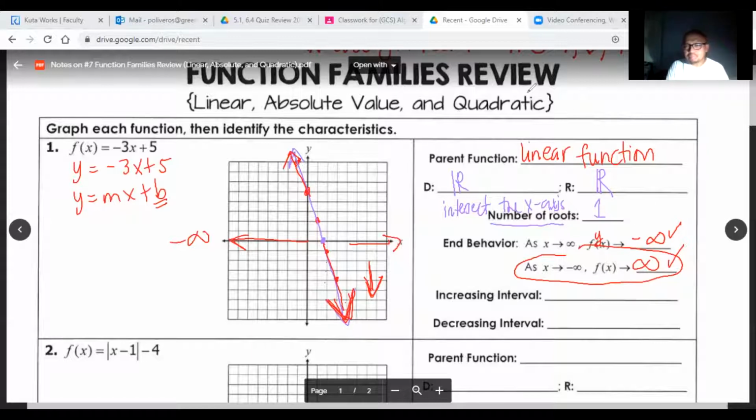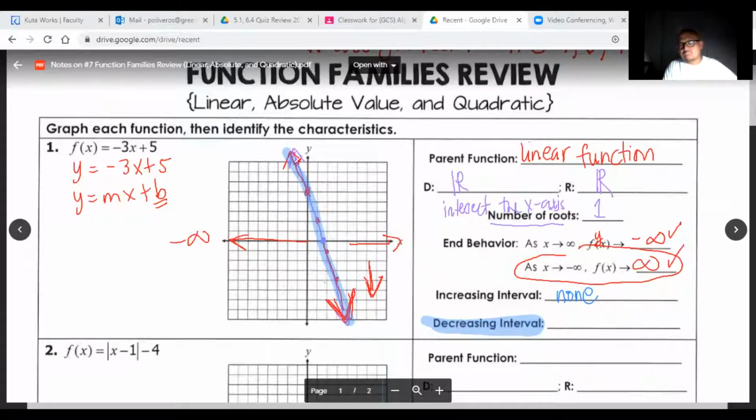Now, increasing interval or decreasing interval. Is the graph here increasing or decreasing? When you're reading that, you always read from left to right. If you look at the graph that we have here, this one is going down, so it is decreasing. There's no portion here that is increasing, so I'll put here none.